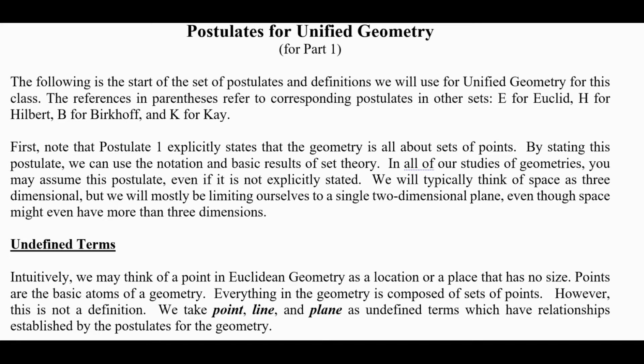The first thing that we'll notice here in just a minute is that postulate 1 explicitly states that the geometry is all about sets of points. And by stating this postulate explicitly, we know that we can use the notation and basic results of set theory. So in all our studies of geometries, you may assume that this postulate is true even if it's not explicitly stated. So if we want to use any of the language of sets, talk about intersections and elements of and that sort of thing, that will make sense for us.